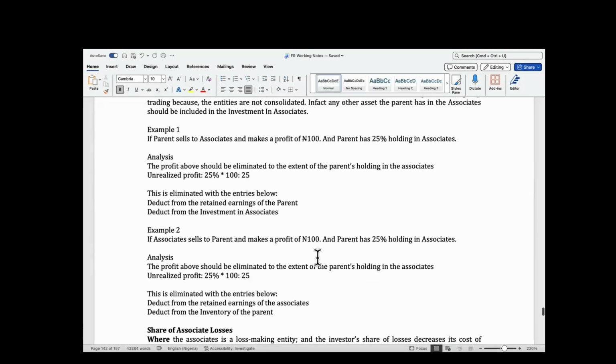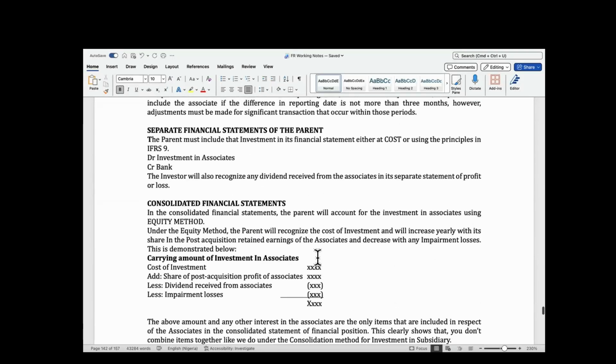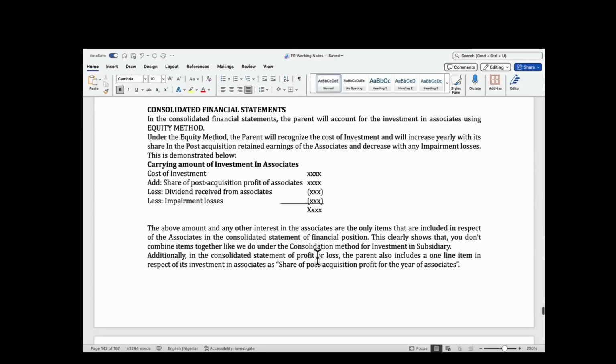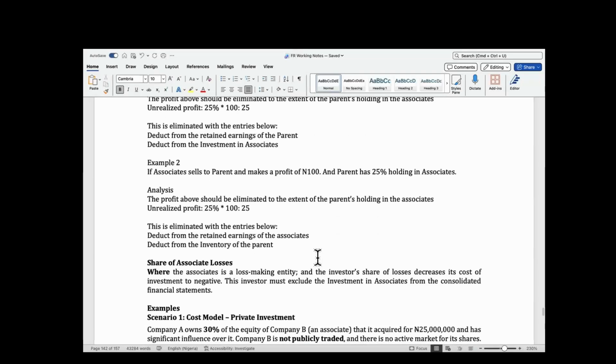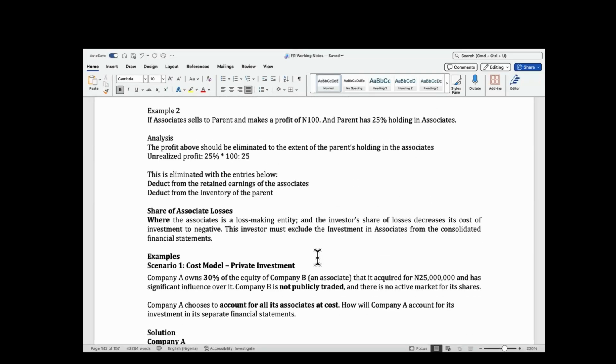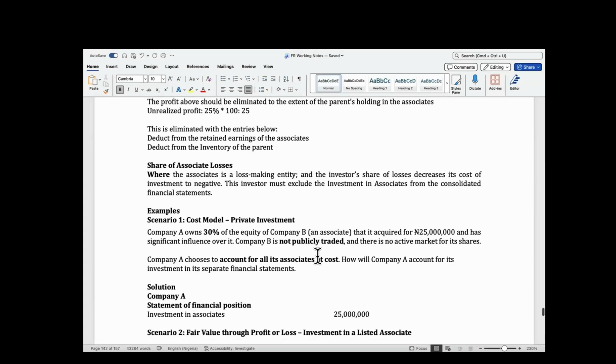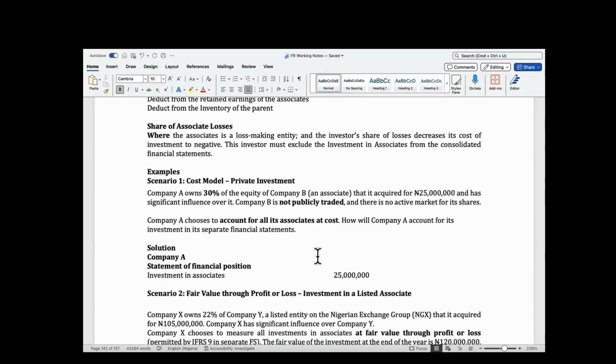And we learned there that when an entity holds equity interests in another entity, and its holding is 20% or more but less than 50%, it has an associate and it has significant influence over that entity. Our focus was, how do you account for such an investment? We looked at it in the separate accounts of the parent, as well as in the consolidated financial statements.